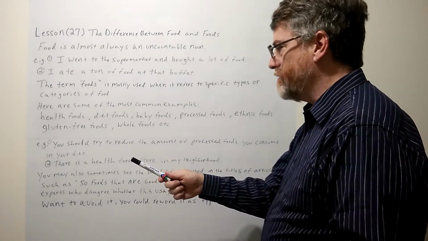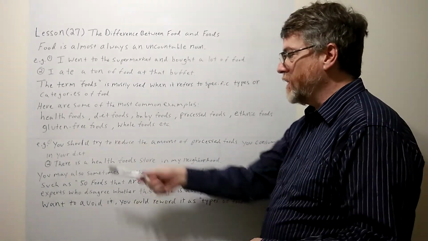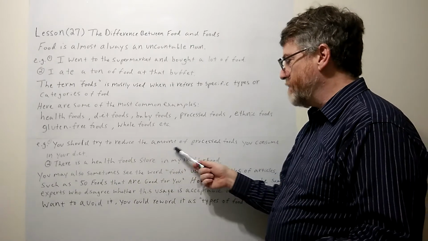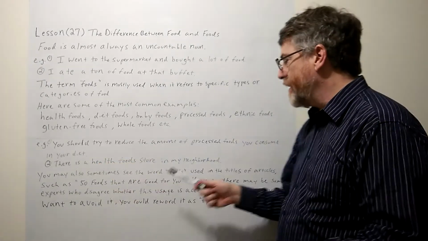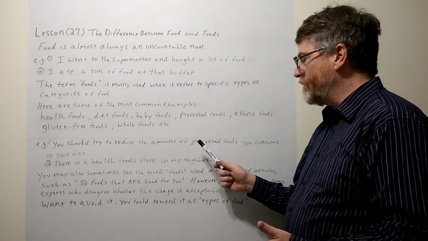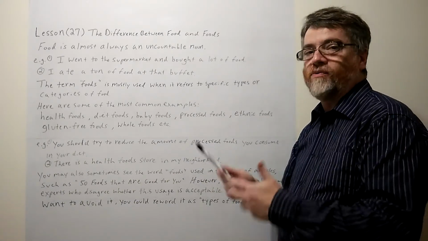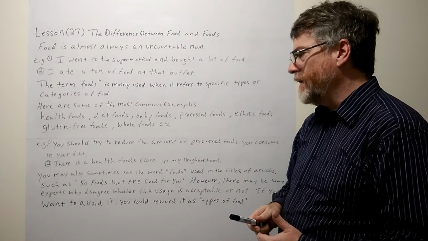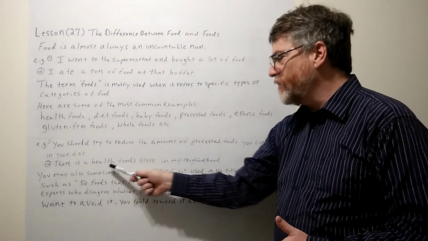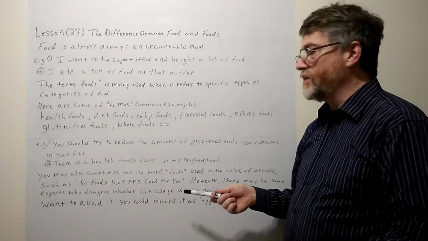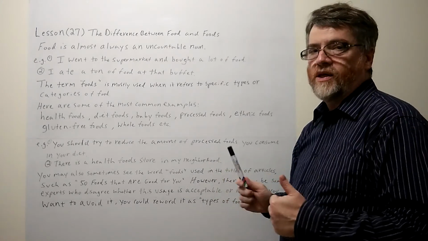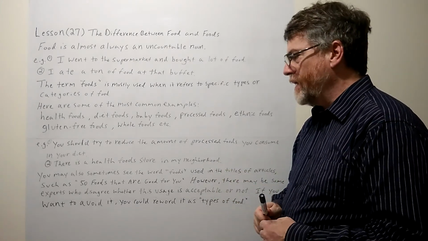So here are a few examples, even with foods. You should try to reduce the amount of processed foods you consume in your diet. Here, again, we're using it as a noun phrase, processed foods. There is a health foods store in my neighborhood. Again, this is mostly the way we use the word foods.